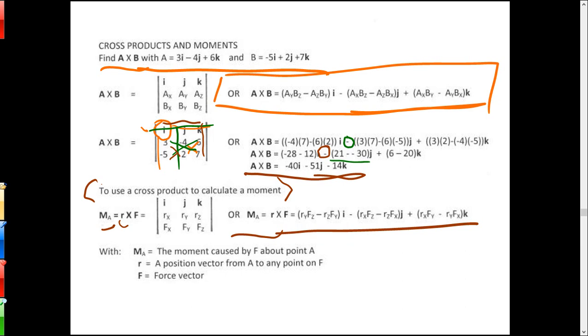So if you just do a cross product between a position vector from A to any point on the force, and you cross it with the force vector, what comes out is the 3D moment vector. That will just come out magically. It'll just pop right out. Okay? So that's the bottom line right there, that formula, and it goes on your formula sheet. This will allow you to automatically calculate 3D moment vectors.